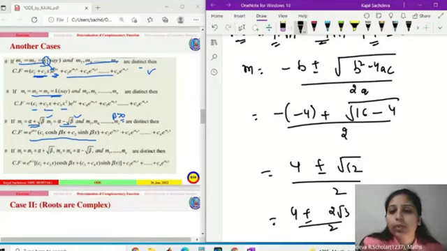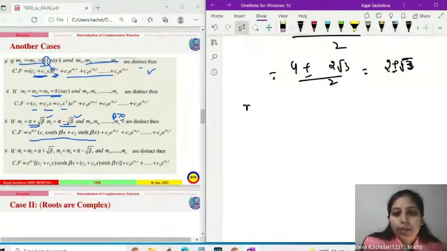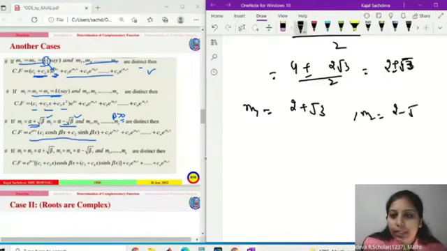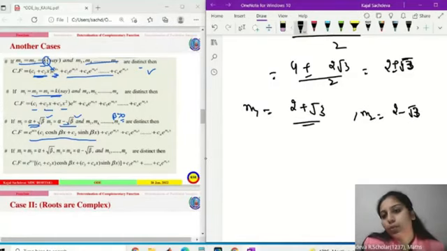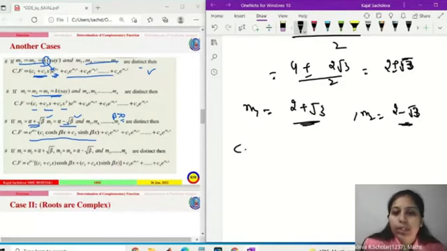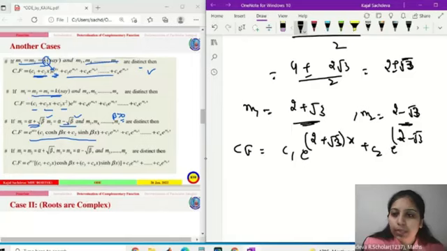So here the two roots are m1 is equal to 2 plus root 3 and m2 is equal to 2 minus root 3. We can also write it as: 2 plus root 3, where the value is 1.713, so something 3.713, and 2 minus 1.713 means 0 point something. So these are distinct and real roots. The solution can be written in the same way as C1 e raised to power (2 plus root 3)x plus C2 e raised to power (2 minus root 3)x.